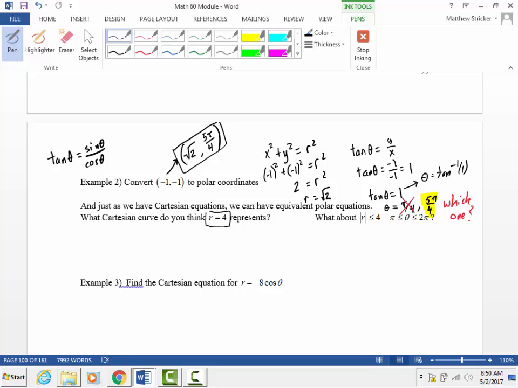So what are we saying here? We're saying r has to be 4, but theta can be anything. What's the graph of that one look like? It's a circle. It's a circle. Because remember, we're dealing now with this system.